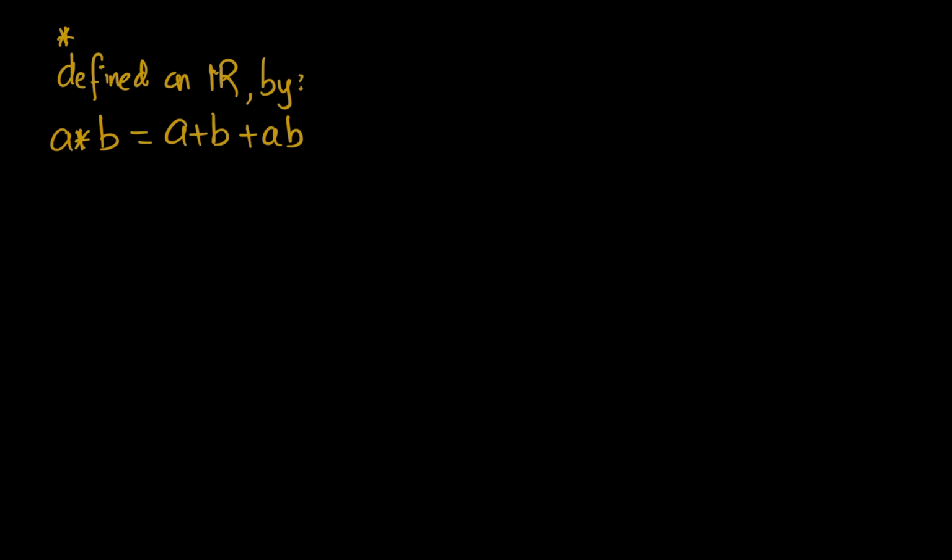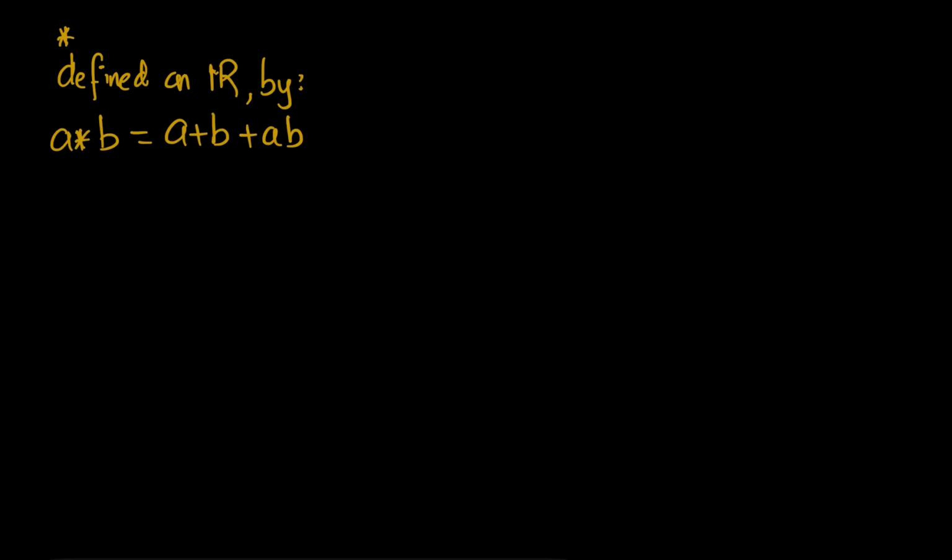All right. So now, the next problem that we're going to be solving is that we'll be given an operation star. They're saying that this star is defined on the set of real numbers by A star B is equal to A plus B plus AB. So that's our binary operation right there.